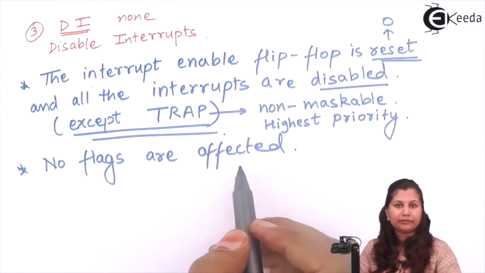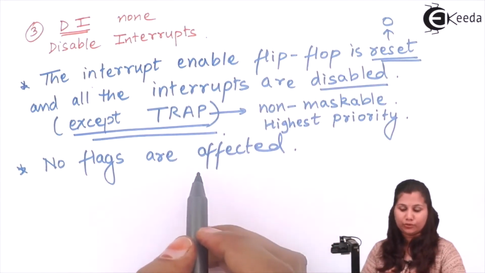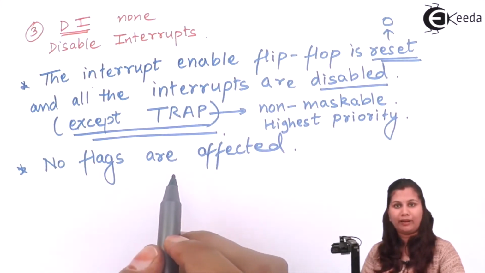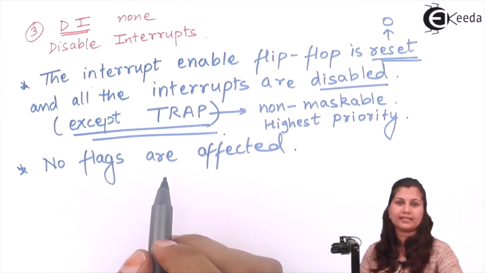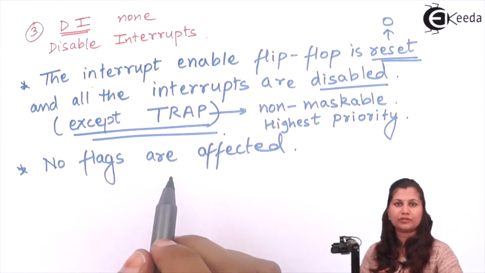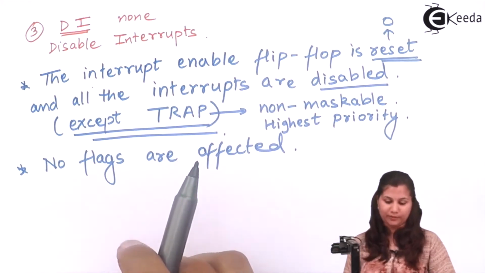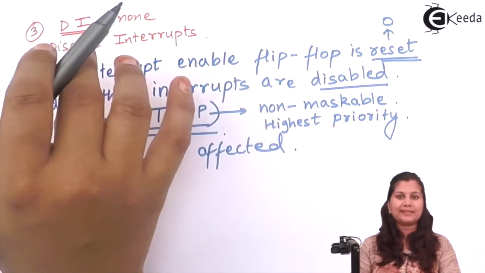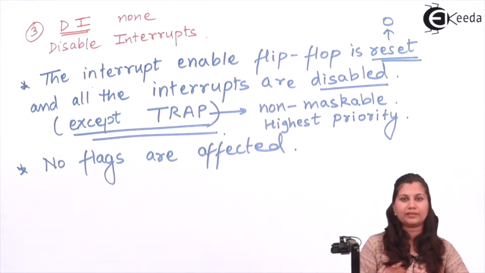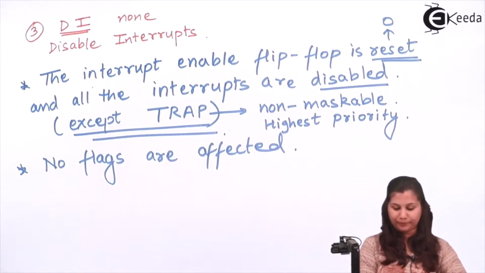And no flags are affected due to this instruction. Their value remains the same. If they are set, then they will remain in the set position. If they are reset, then they will remain in the reset position. So this instruction is basically disabling the interrupts. It is used in the interrupt operation.